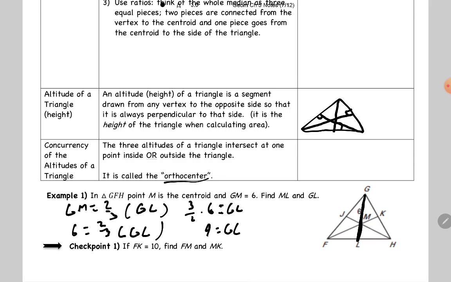How do we find ML? ML is the shorter piece, and that is 1/3 of the whole. 1/3 of 9 is 3.